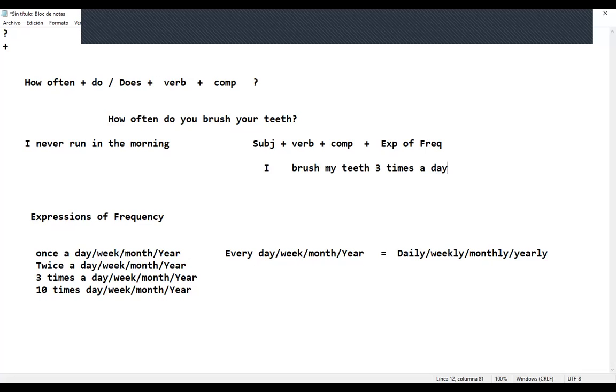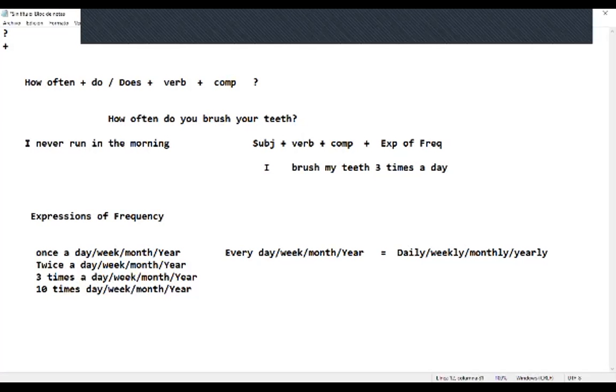Three times a day. Because you brush your teeth three times a day, right, guys? I brush my teeth three times a day. Three times. Give it the S. Three times. Porque son tres. Son tres. Veces. It's plural. Okay.